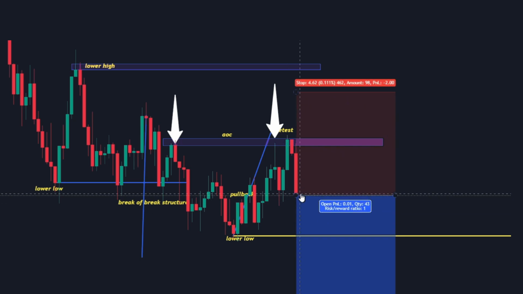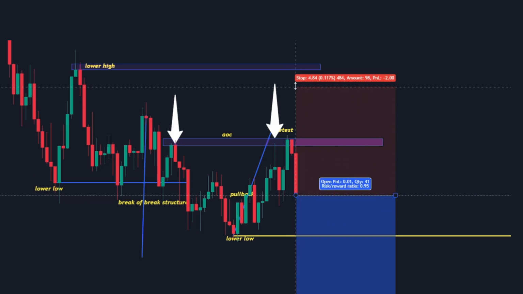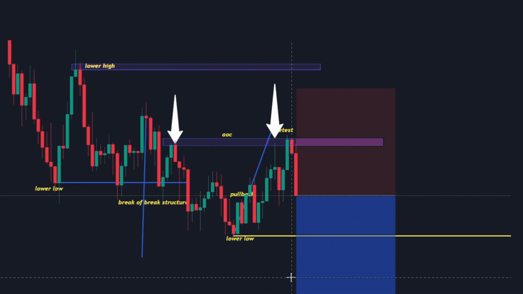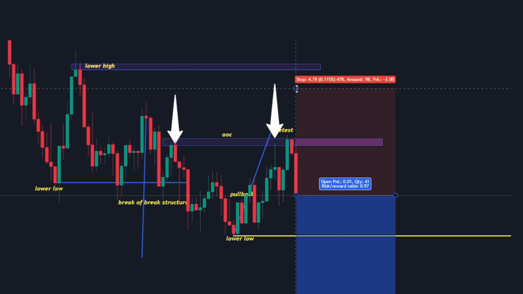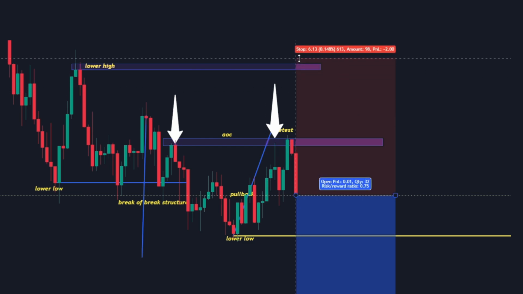Our stop loss is going to be above our area of confluence, because if you are to get buyers coming in here, then this sell idea is going to be violated. We're not expecting any more buyers above this zone here.